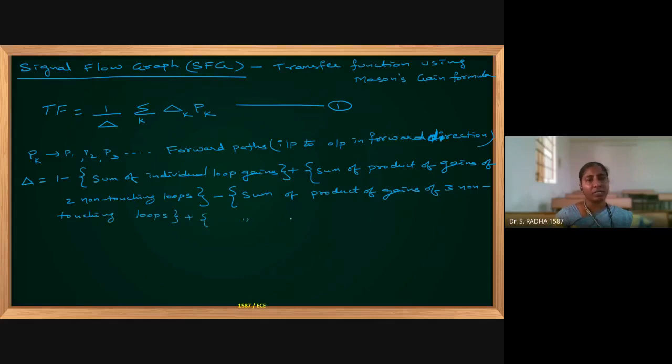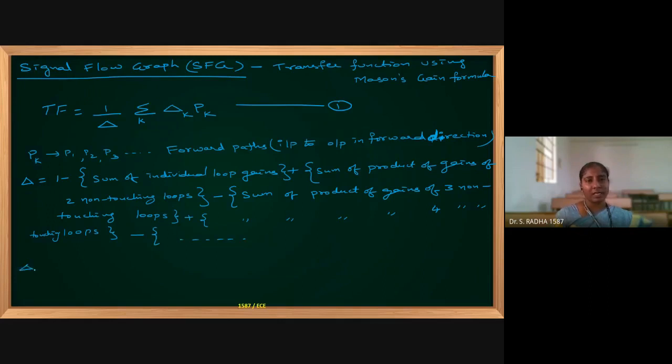Sum of the product of gains of four non-touching loops. Then minus sign will come for five non-touching loops, like that. The formula continues. This is the formula for delta, and delta is a constant.